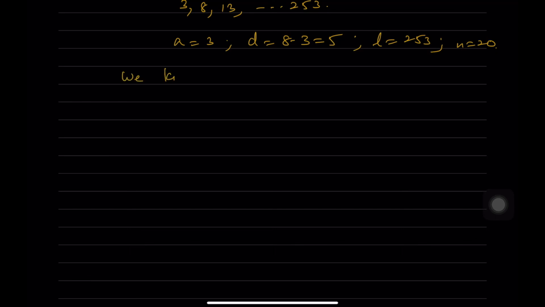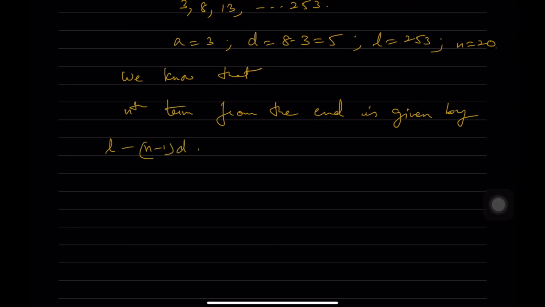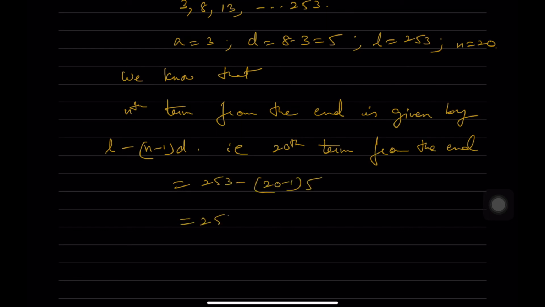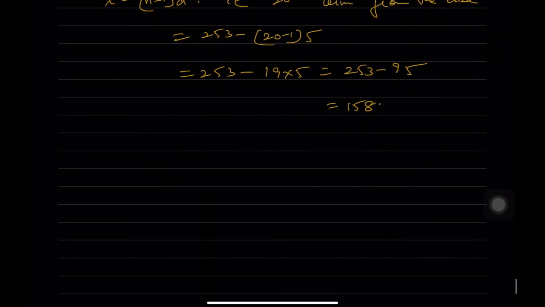So we know that nth term from the end is given by L minus n minus 1 into D, that is 20th term from the end is equal to 253 minus 20 minus 1 into 5, which is equal to 253 minus 19 into 5, 253 minus 95, which is equal to 158 is the answer.